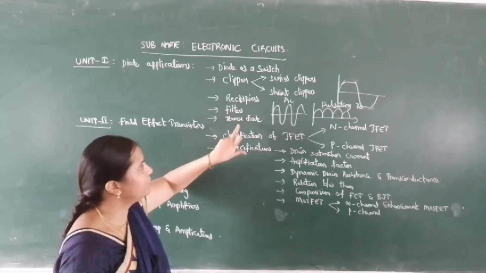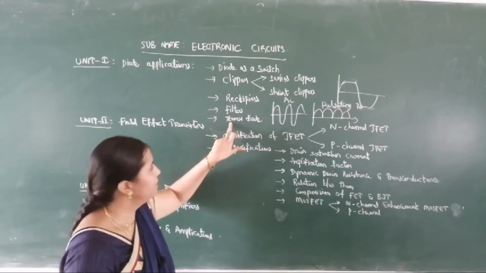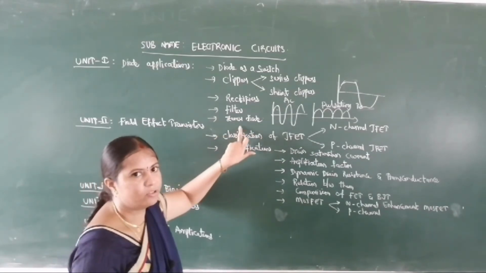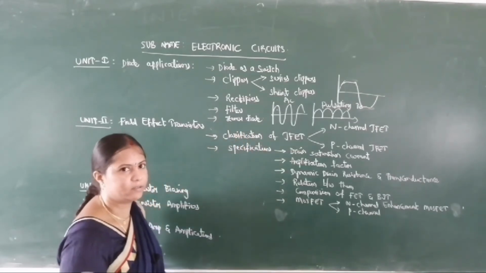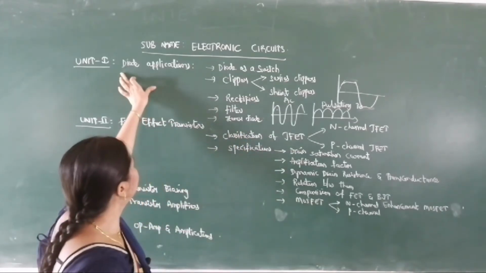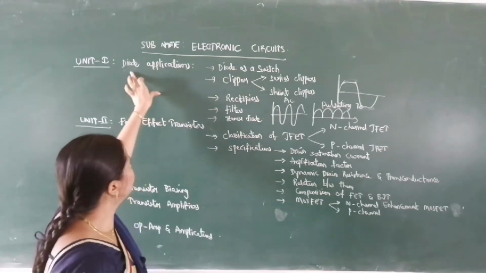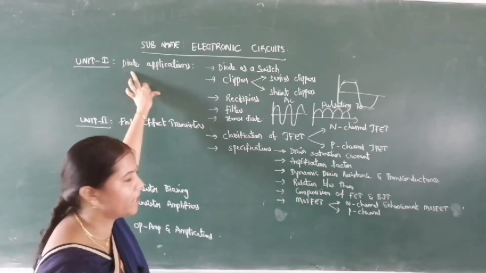The diode can be used in filters also. Like that, you can study about the Zener diode also. Zener diode as a voltage regulator. Zener diodes are used in voltage regulators. So this is the description about the first unit, that is diode applications.